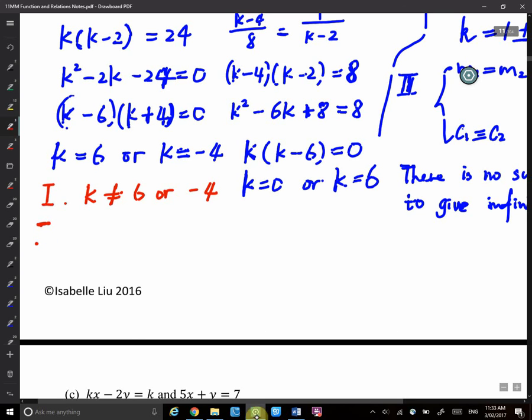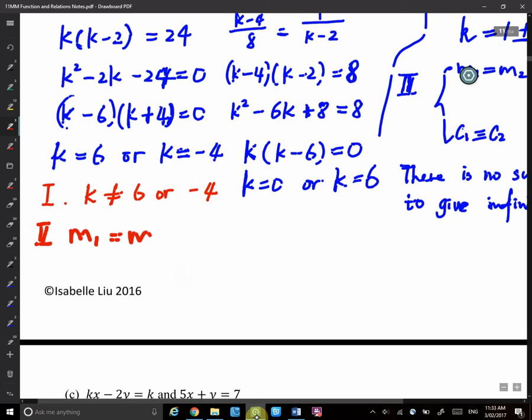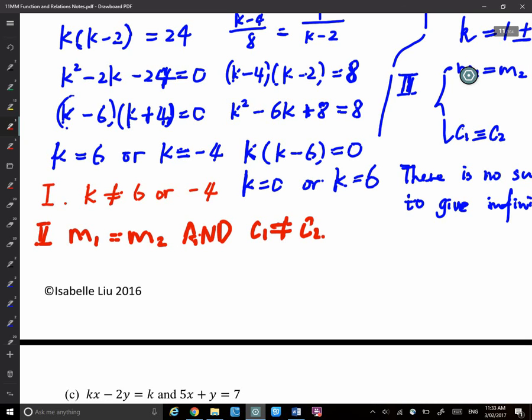Okay, my second question wants no solution. Under what case can I have no solution? First I need M1 equals M2, and at the same time I need C1 not equal to C2. In this case, k equals 6 will make the two gradients equal, but k equals 6 will also make C1 equal to C2. So k equals 6 cannot be the answer.